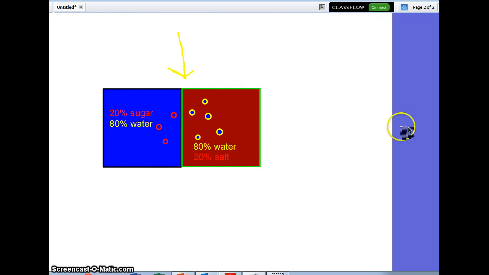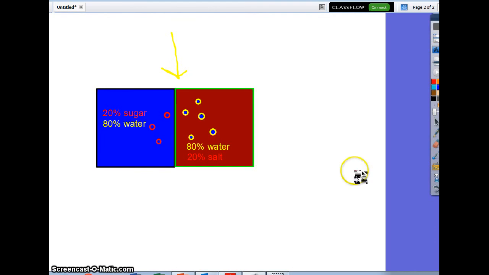And it doesn't mean everything stops, it just means that the speed at which water is going in one direction is going to be equal to the speed at which water is going in the other direction, and so we have what's called dynamic equilibrium. And that would be the situation in an isotonic solution.